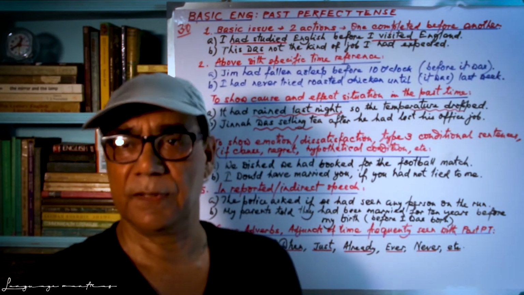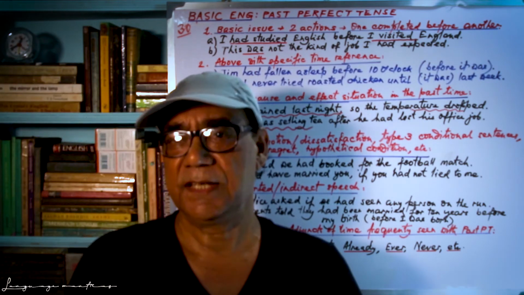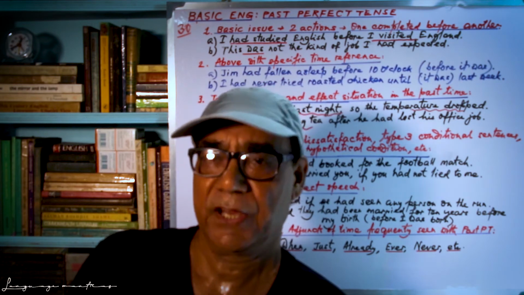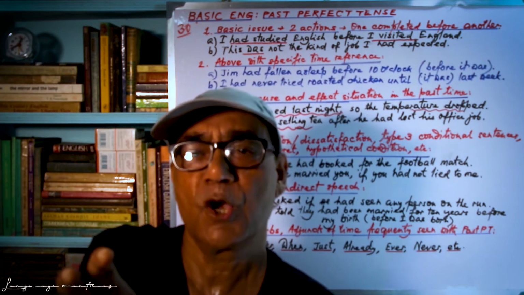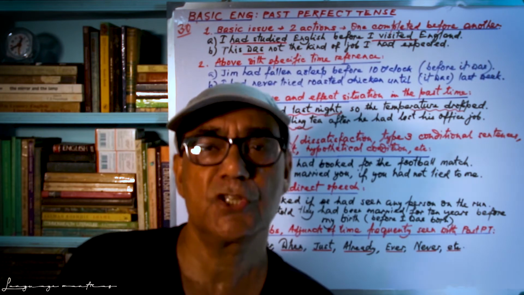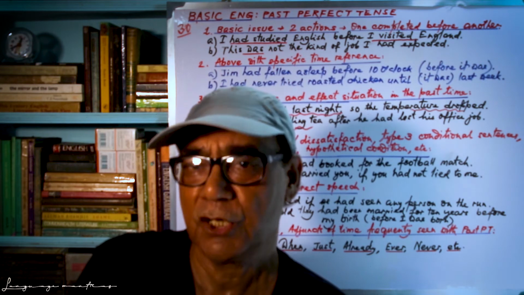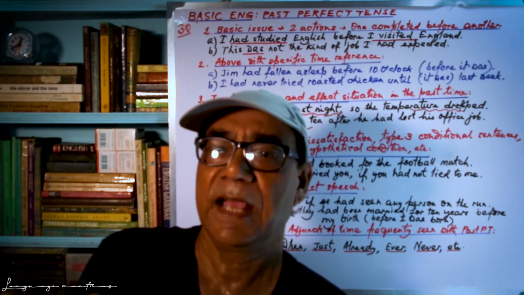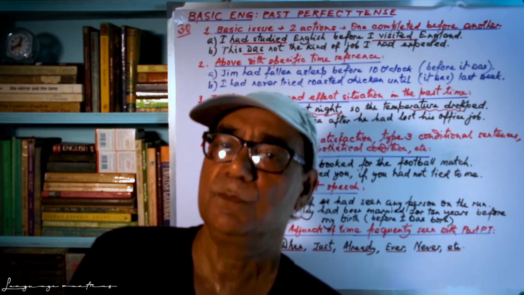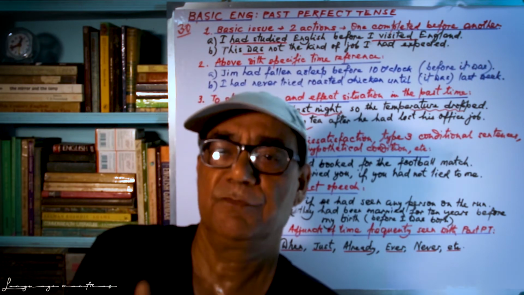This is so simple. Now, to show cause and effect situation, this is another area of application. Sometimes there is some cause and then it has its effect. So this is called cause and effect relationship. So if there is a stated cause and effect relationship and in the past tense, it is possible to treat the sentence in terms of past perfect tense.